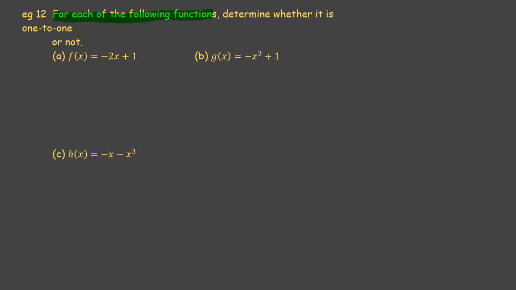For each of the following functions, determine whether it is 1 to 1 or not. The first one is f of x is negative 2x plus 1. Well, that is a straight line.